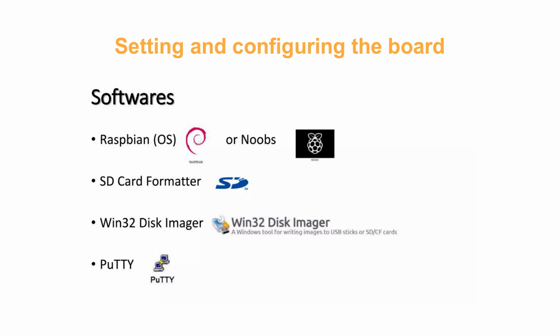Commonly used software for the Raspberry Pi operating system is Raspbian OS and NOOBS. We have an SD card formatter for formatting and uploading of this OS, and a Win32 Disk Imager. These are the essential prerequisites for setting up and configuring the Raspberry Pi board.